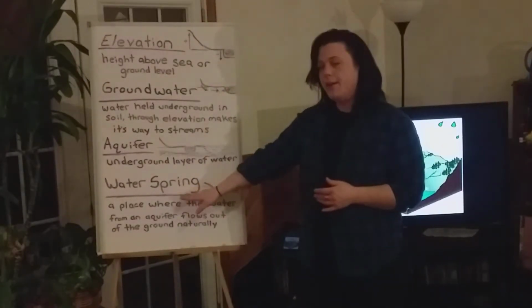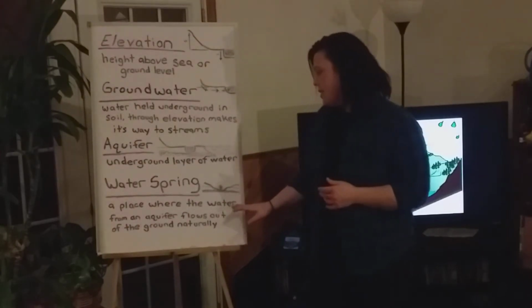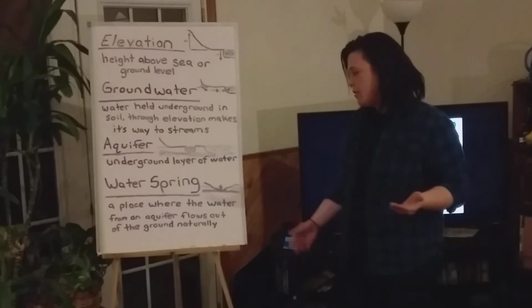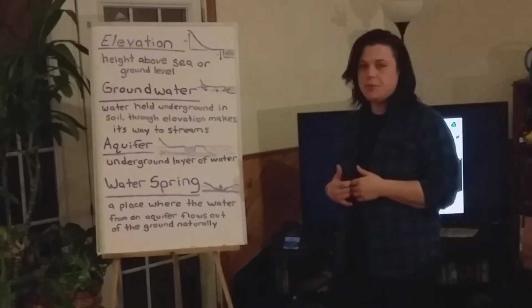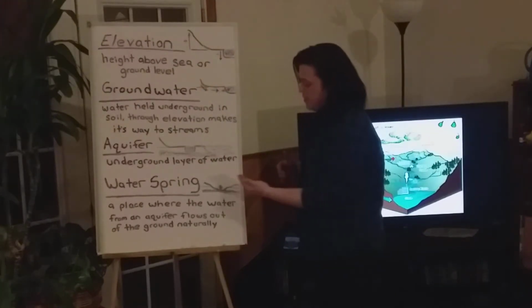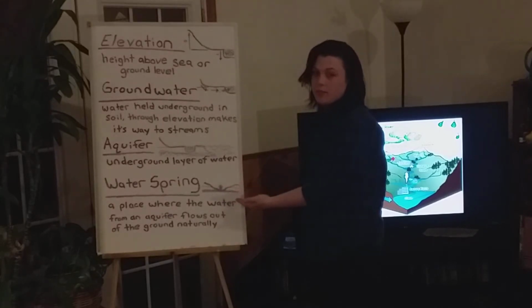Next, we have a water spring. A water spring is a place where the water from an aquifer flows out of the ground naturally. So when that happens, you're seeing the ground elevation getting very close to the ground level / sea level.